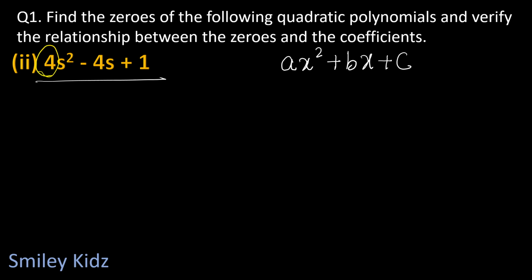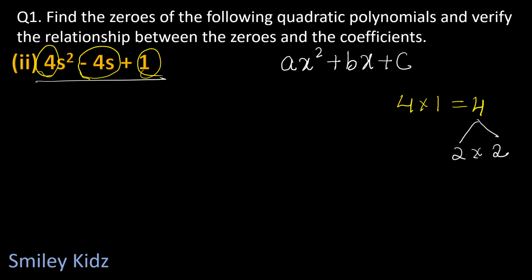So now 4 times 1, which is 4. Now we are going to find out the factors of 4 that will add up to minus 4s, isn't it? That is what we call the splitting of the middle term. Now the factors could be 2 times 2, isn't it? Or it can be minus 2 times minus 2, or it can be 4 times 1, or it can be minus 4 times minus 1.